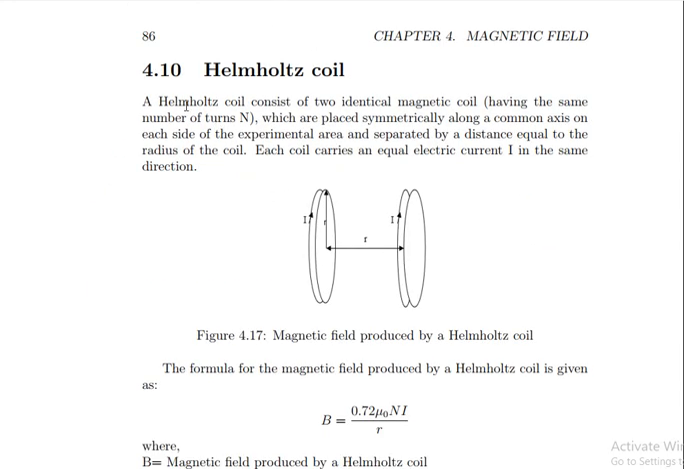For Helmholtz coil, what are Helmholtz coils? A Helmholtz coil consists of two identical magnetic coils having the same number of turns n, which are placed symmetrically along a common axis on each side of an experimental area, and are separated by a distance equal to the radius of the coil. So this distance here, which separates the two identical coils with the same number of turns, is going to be the radius of the coil, r. So this r here is going to be this r here.